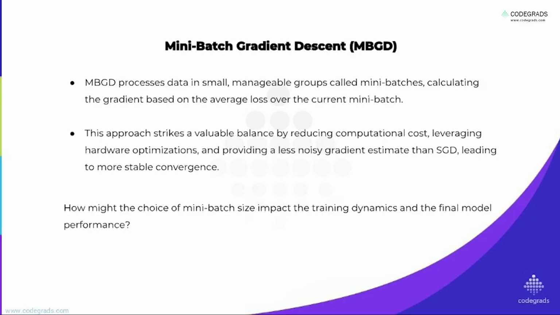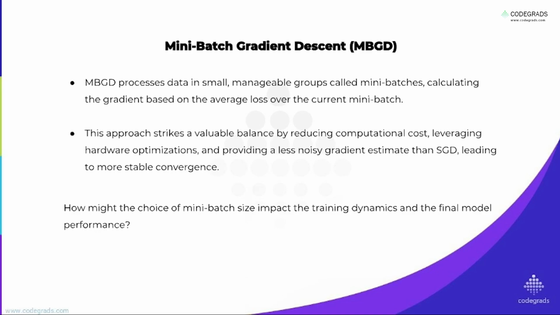Mini-batch gradient descent, MBGD, is a practical compromise between batch GD and SGD. Data is processed in small groups, mini-batches, and gradients are calculated on the average loss per mini-batch. This reduces computational cost, leverages hardware optimizations, and provides a less noisy gradient than SGD for more stable convergence.